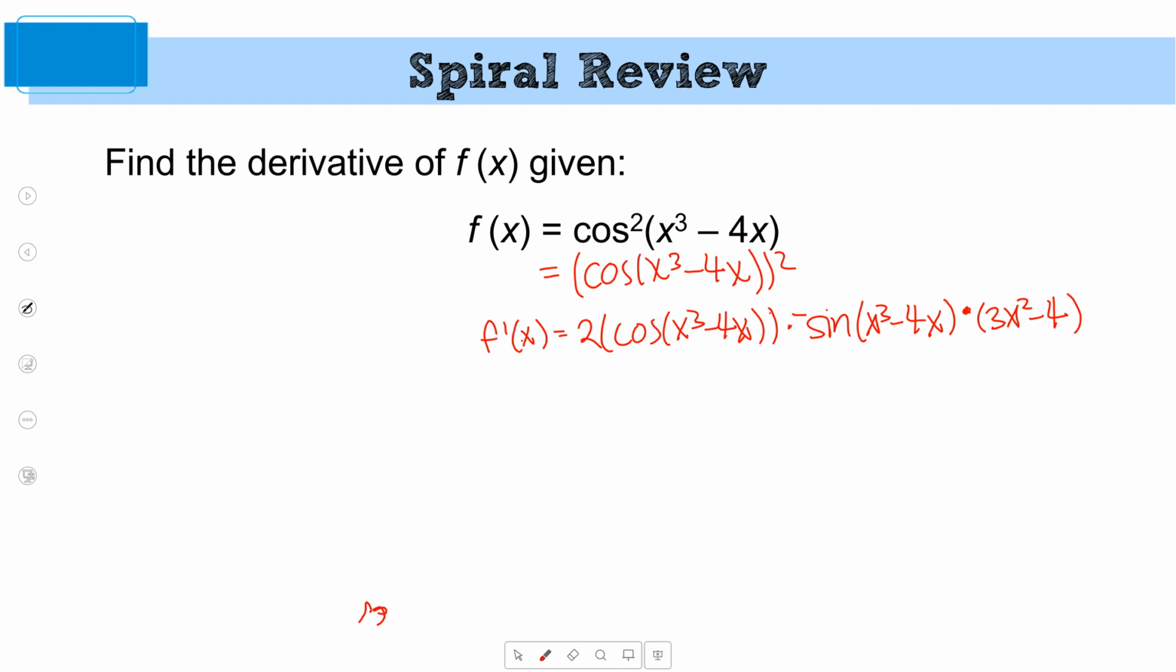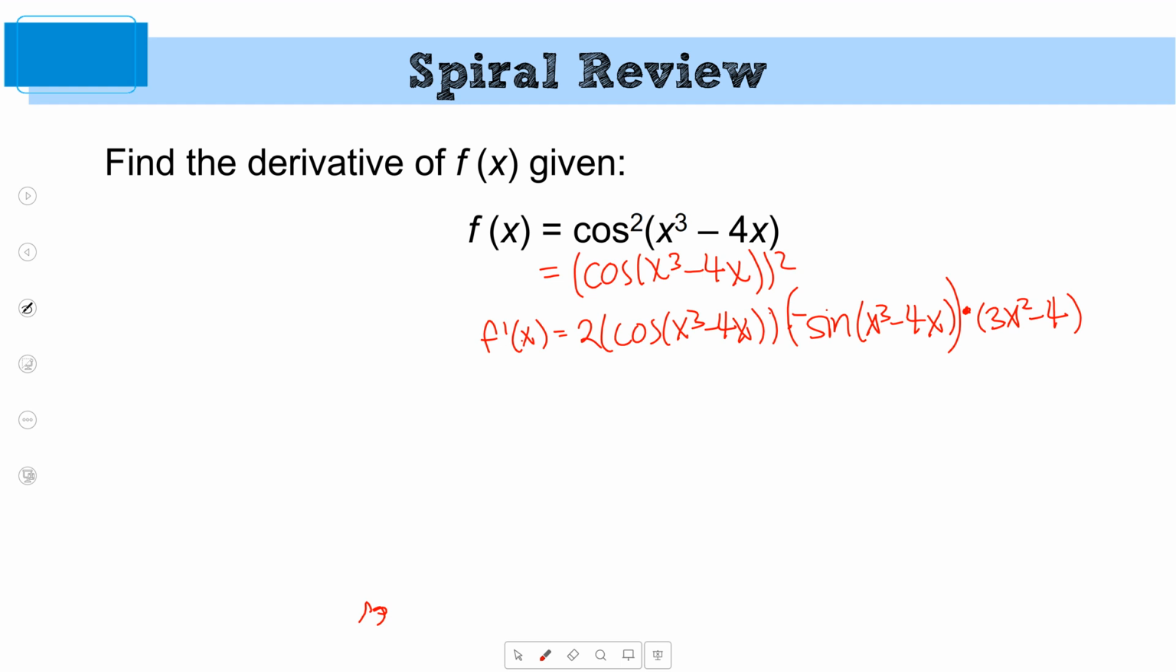My minimum criticism is this is a little wonky over here. I might have done this just to be sure. Other than that, it's great. Take the derivative of cosine to be negative sine of that stuff. That's one chain. Then chain on the second part, which is the 3x squared minus 4. Okay, good. Notation is good.